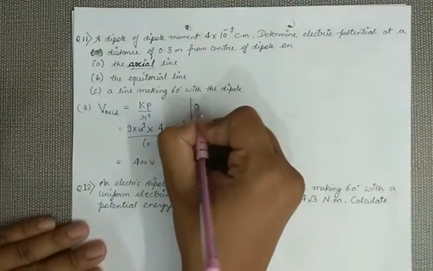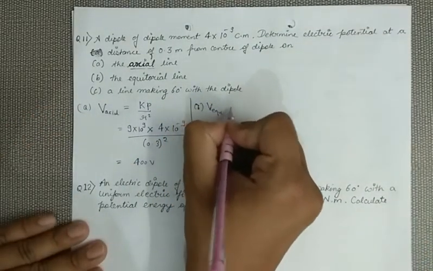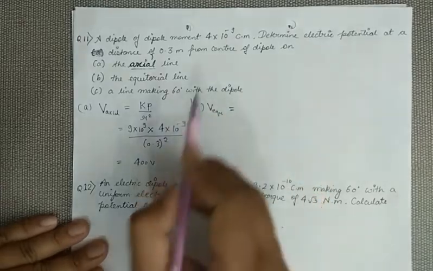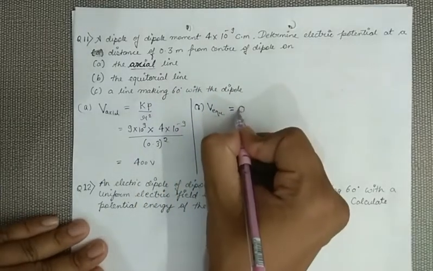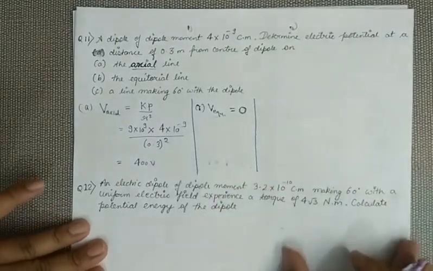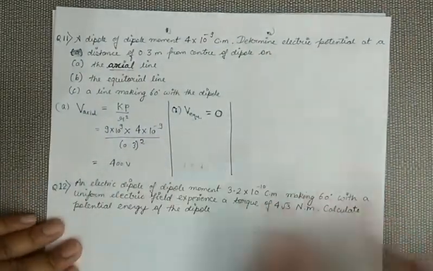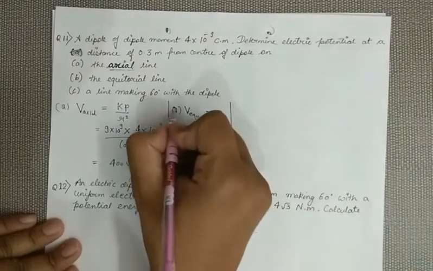This is simply at axial point. So if we talk about equatorial, we don't have to solve anything. Just remember, this is a dipole. And at the equatorial point of dipole, your potential is always 0. So don't mug up. Just try to remember that the potential at the equatorial point of a dipole is 0. So you'll get your answer directly.